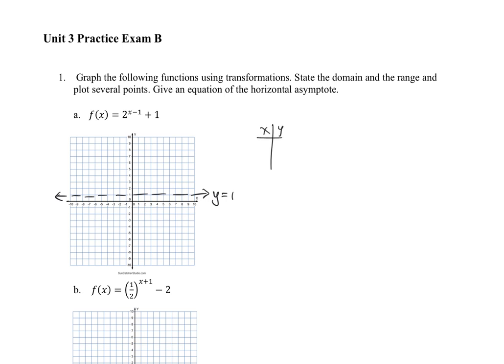Now we just need to plot a few additional points, one of them being the y-intercept. So I'm going to let x equals 0. 0 subtract 1 is -1. 2 to the -1 power is 1/2. 1/2 plus 1 is 1.5. Let x equal 1. 1 subtract 1 is 0. 2 to the 0 power is 1. 1 plus 1 is 2.